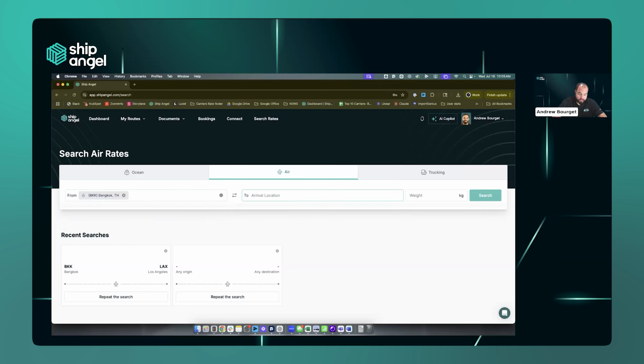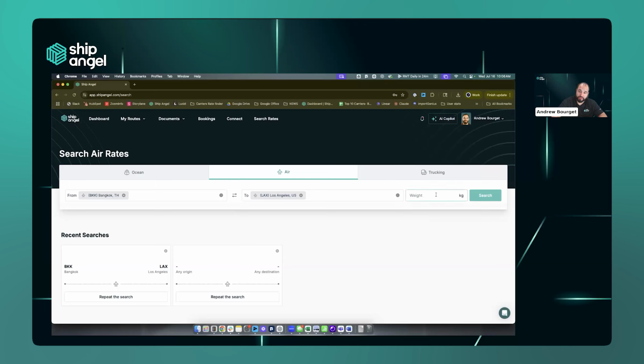On this side, I could also put in different destination airports or destination cities. Maybe I want to go to someplace in China. Maybe I'm moving something to a door location in Frankfurt. Or in this scenario, I'm going to simply look up a rate to LAX.